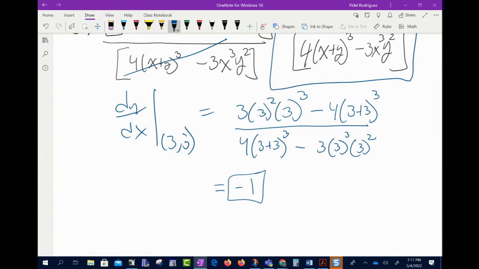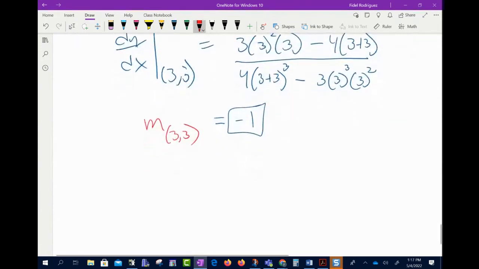Look, guys, we got a -1. Remember what we just found here? What we just found was the slope at the point (3, 3). We just found the slope of the line at the point (3, 3). So now, the second part is going to be the easiest, breeziest problem we've had.